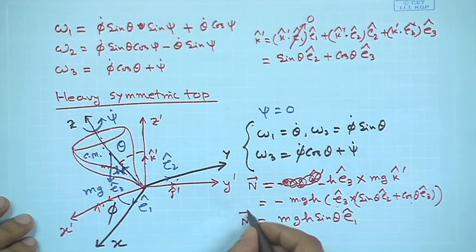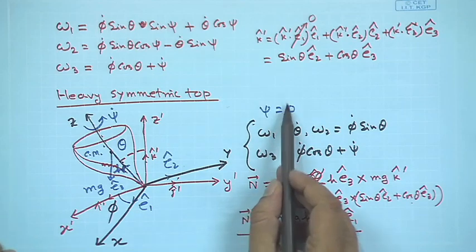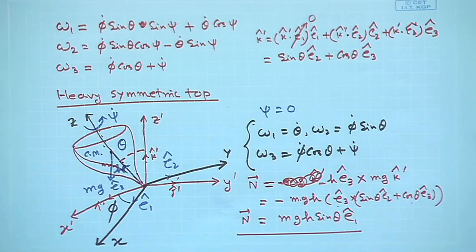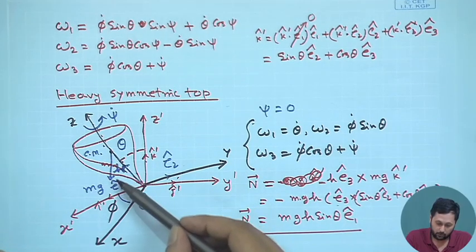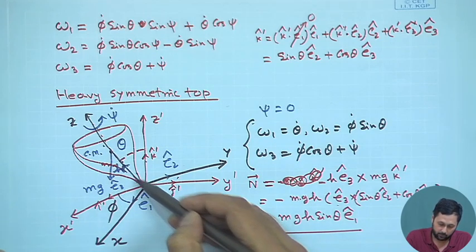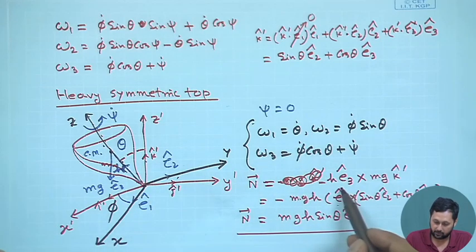So, n is this. Also, not taking psi into account, I mean putting psi equal to 0 explicitly, has another significance when we look at it from the space set of axis. So, from the space set of axis, if we try to compute the torque, the expression of torque will be the same. So, it will be E3 cross mg k capped, right.